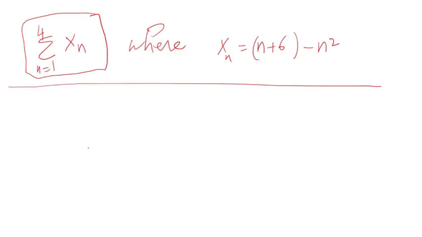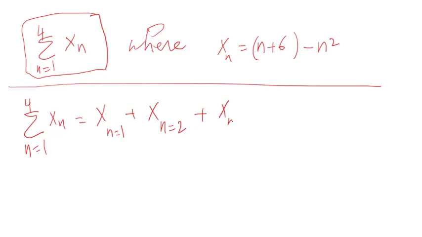So the first thing we need to notice is that the summation from n equal to 1 to n equal to 4 of x of n is equal to x of n equal to 1, because I start at 1, plus x of n equal to 2, plus x of n equal to 3, and I'm going to stop at x of n equal to 4. So that's what that summation is equal to.